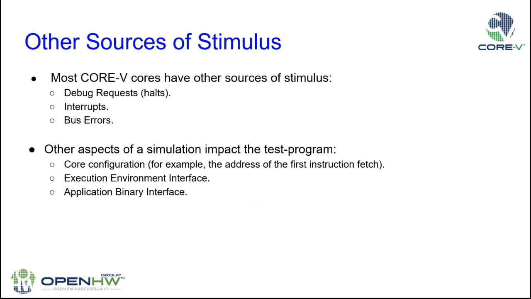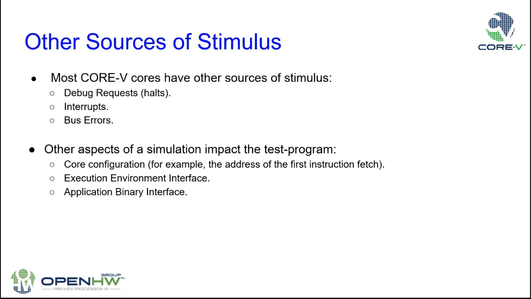A test program usually does not know if it is going to be interrupted. And that's an important thing. There are other aspects of a simulation that do impact a test program. For example, something we call the core configuration. The simplest example of that is the address of the first instruction fetched. So everything in the environment, so the test program generator, the cross-compiler tool chain, and the actual SystemVerilog testbench all need to know and all need to agree on what that address is. Otherwise, things go south in a hurry.